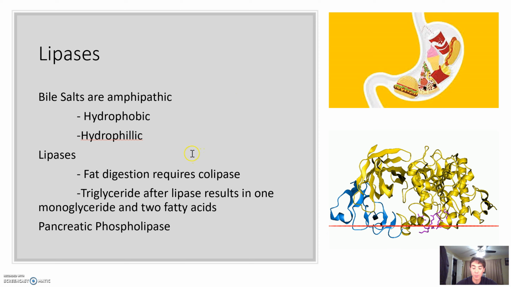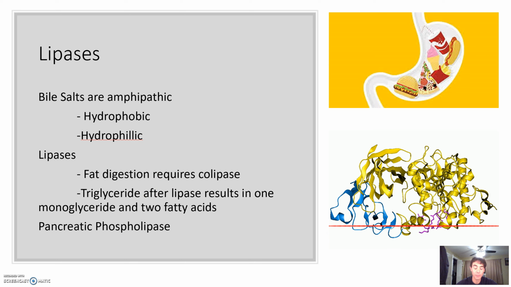Bile salts are amphipathic. This means that they have a water-loving and a water-hating side. The water-loving, otherwise known as the hydrophilic side, interfaces with the aqueous chyme, and the water-hating hydrophobic side interfaces with the lipid. This creates a lipid-soluble droplet.